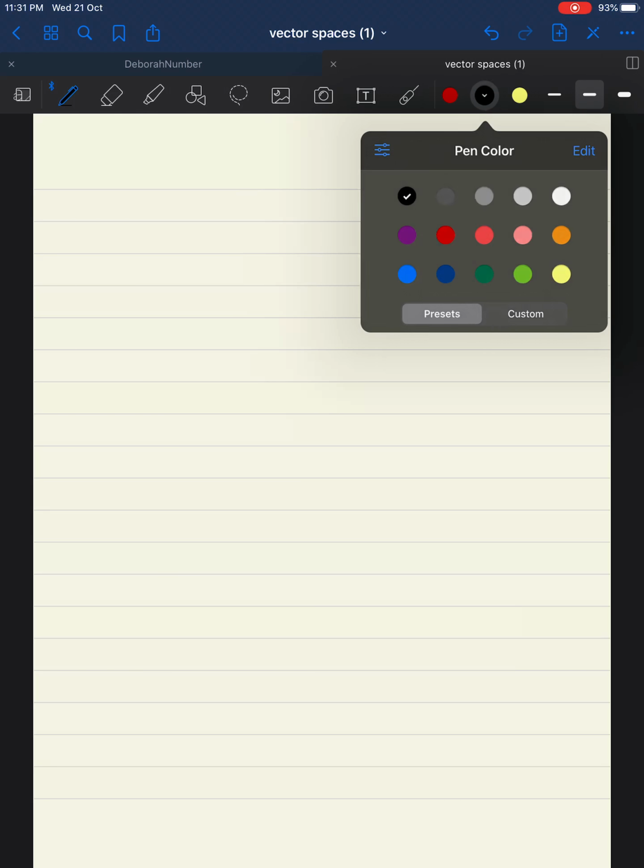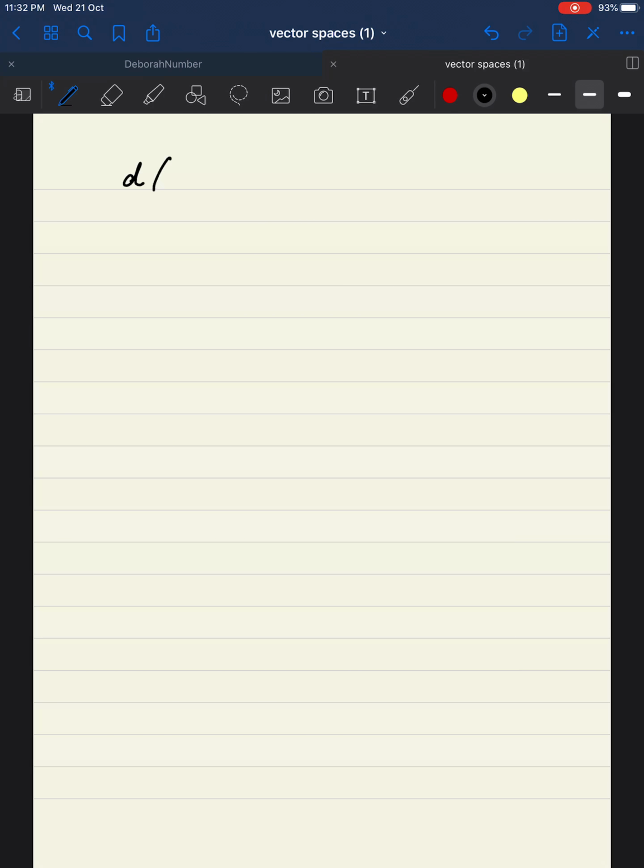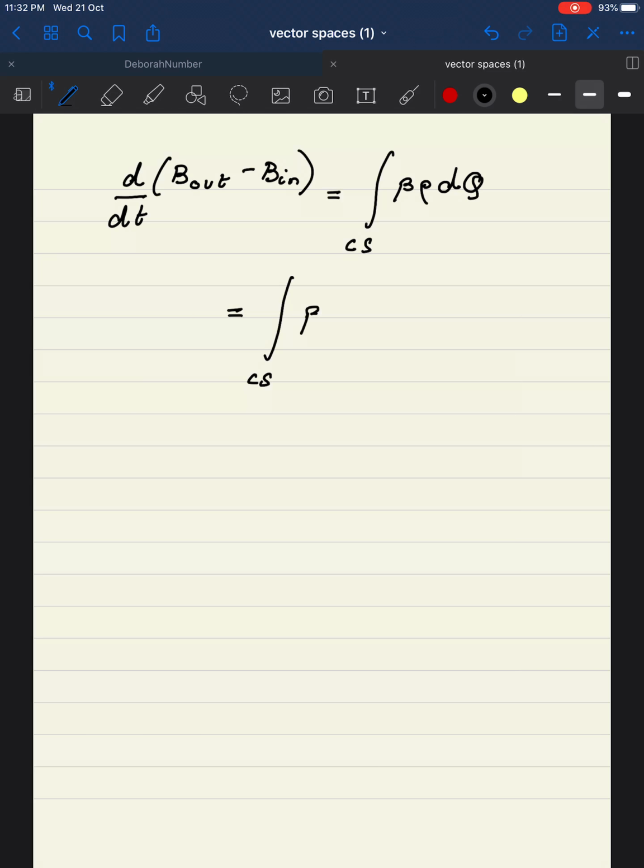Okay. So if I have to calculate my dB out minus B in over dt, then it would be simply equal to my integral over the control surface of beta rho. Now this is dq, and we have just written what dq is, so I could just go ahead and replace it with this form.